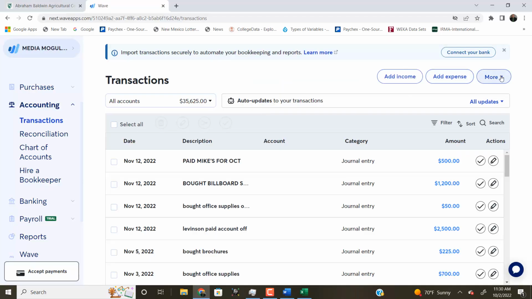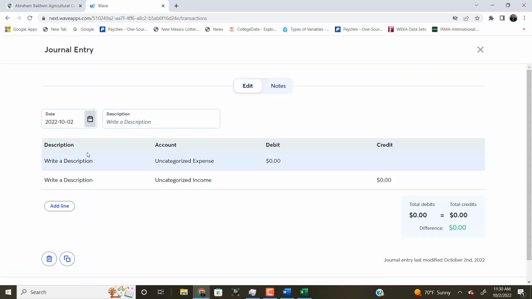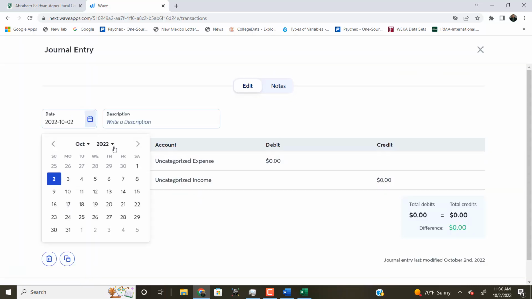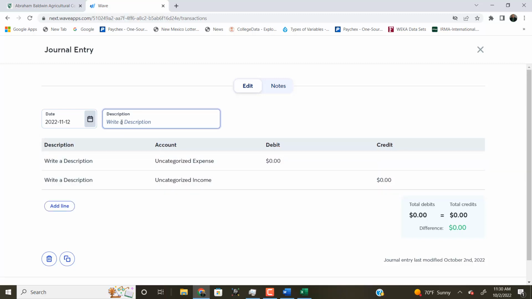Come back over to more and wave. And you always have to be in that particular side of transactions. Pay telephone bill, pay landline, telephone. You don't have to be this.